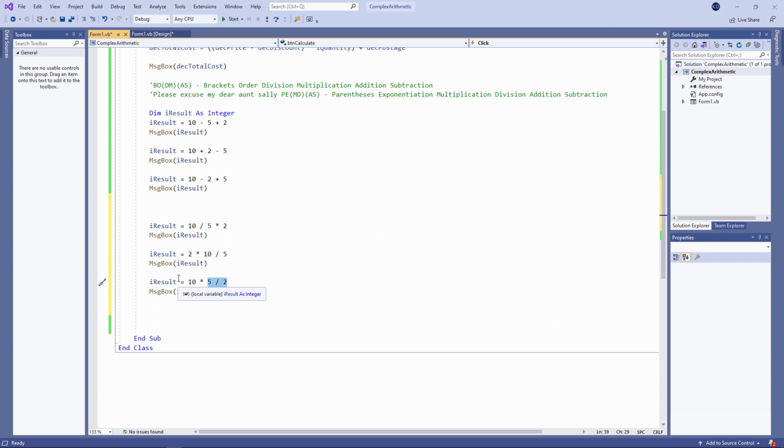So beware, BODMAS and PEMDAS both apply. They do tell us the order of operations when it comes to complex calculations, but complex calculations can also be quite deceptive.